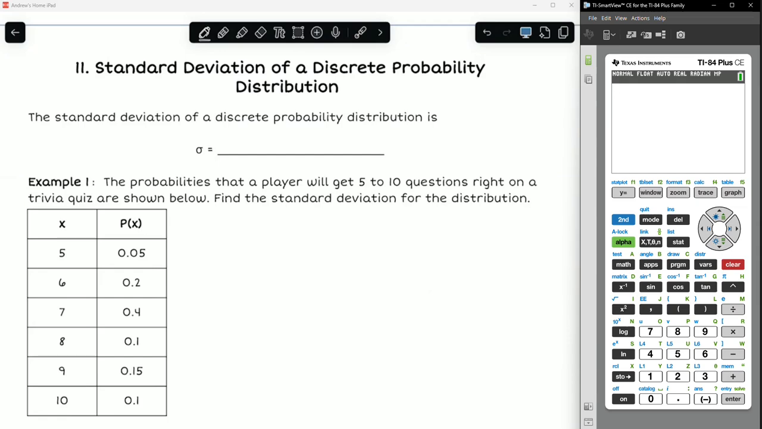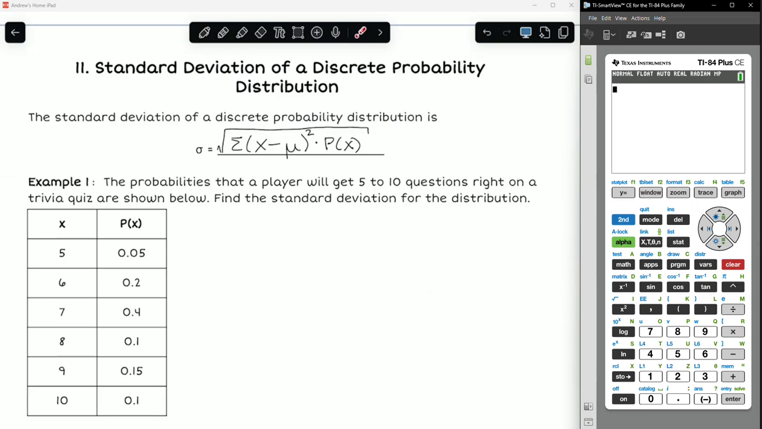So for the standard deviation, we're going to take the deviation from the mean, which is the data value minus the mean, or the expected value. We're going to square that and then multiply it by the probability. I'm going to do that for every data value and then add the results. And right now what I have is called the variance. In order to get the standard deviation, I have to take the square root of the variance.